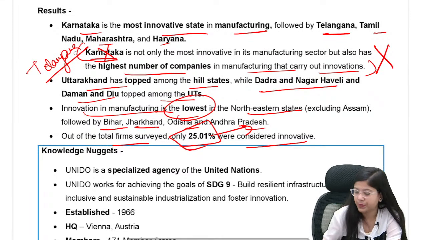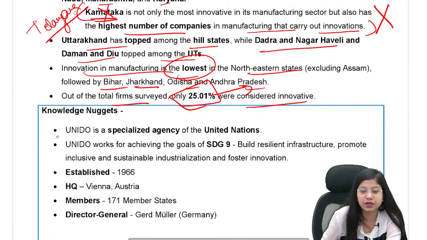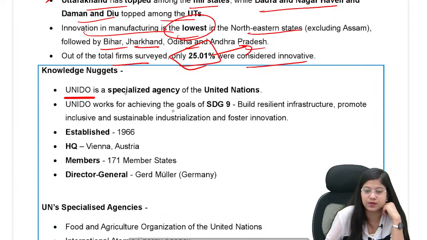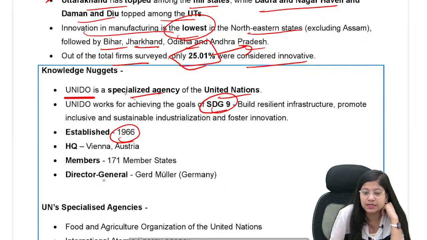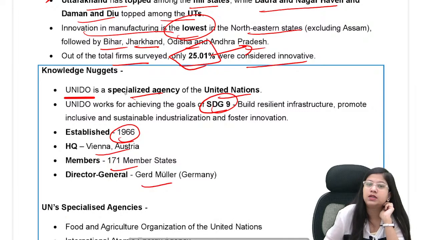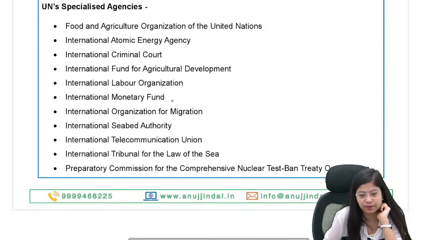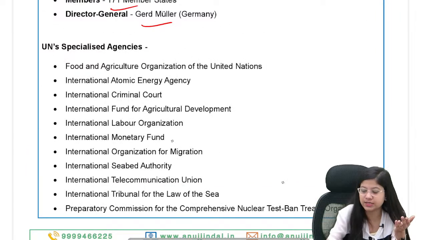Okay. Here you have been given the details of the UNIDO, that is United Nations Industrial Development Organization. So it is a specialized agency of the UN, works for SDG 9. 1966 is the establishment. Vienna is the headquarters. 171 member states are there, and Gerd Muller is the Director General. And here is the list of UN specialized agencies.